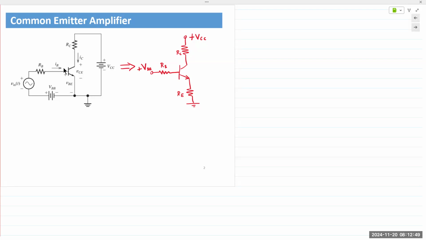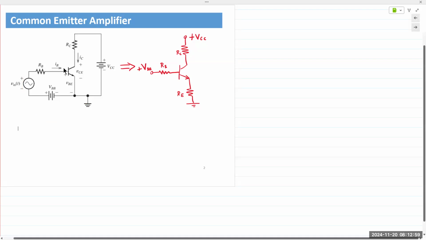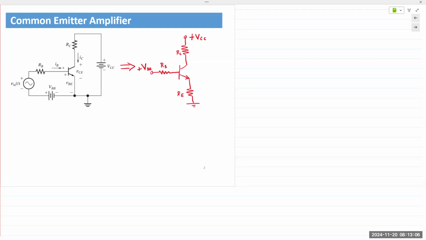Okay. Now, VCC is between the collector and the emitter in our diagram. There is no emitter resistor. Simple biasing circuit. RB could be a voltage divider bias, as we saw in the previous class. RB could be R1 in parallel with R2, okay? But we are not concerned with that right now.